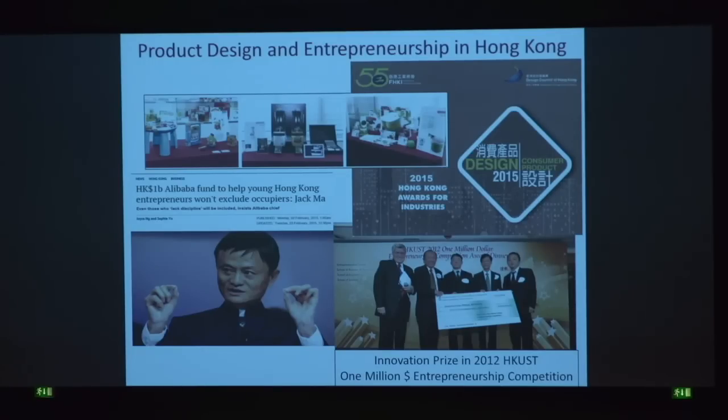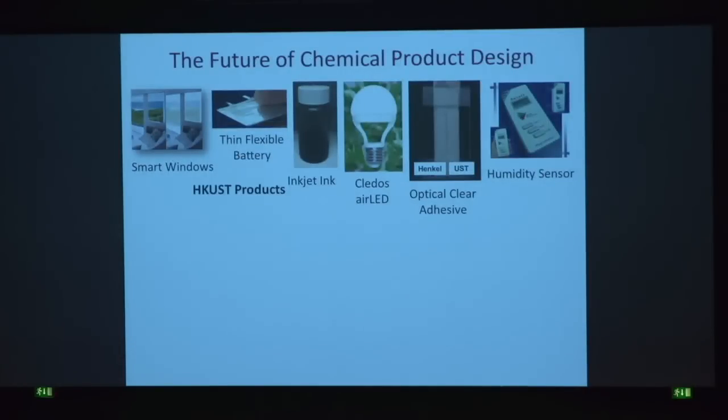And Jack Ma, Alibaba, he set aside 1 billion Hong Kong dollars for entrepreneurs in Hong Kong to develop new products. So I can see, I look at Korea, I look at other places, the same is being repeated across Asia. Because of the information age, we have to move exceedingly quickly. So I feel that the future of chemical product design is bright.